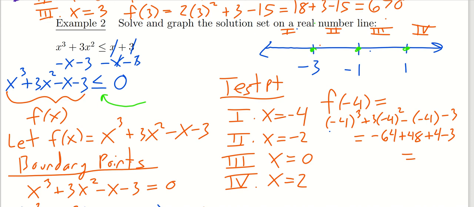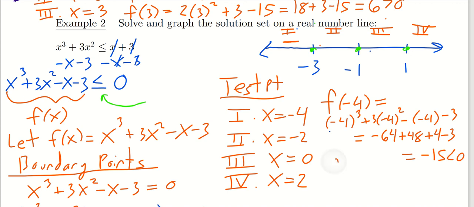-64 plus 48 is -16. -16 plus 4 is -12. And -12 minus 3 is going to be -15. So we find that for f of -4, we get -15. So in region 1, the function is going to be negative there.